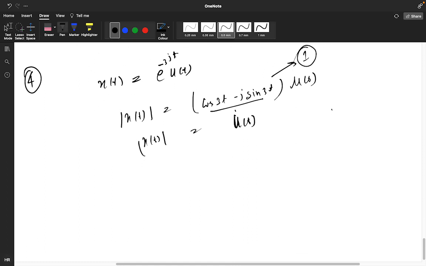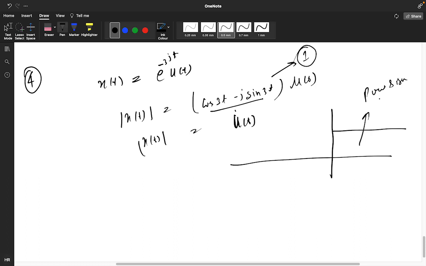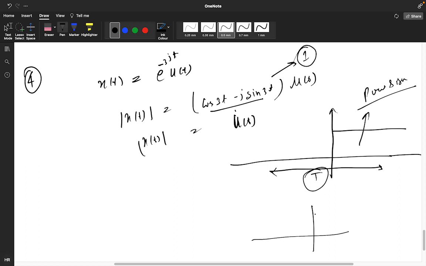So u of t, as we had discussed earlier, the unit step signal is a power signal. It is not an energy signal, it's a power signal. Always remember, for an energy signal you will get a finite time duration, or if it is not finite in time, the magnitude will be decreasing in nature. But for a power signal, the time duration will be infinite, or you will get a periodic signal.